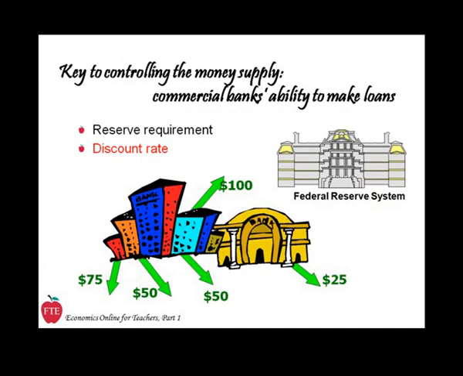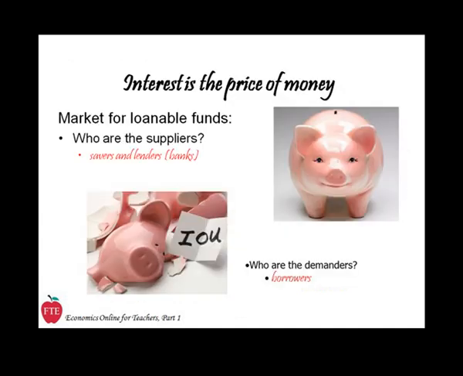The second tool the Fed uses to change the money supply is its power over interest rates. Think of an interest rate as the price of money, a price that's generated by a market for money. The suppliers in this market are the lenders, and indirectly, the savers who deposited their money in the lenders' banks. The demanders are the borrowers. And the interaction of that supply and demand creates a price called an interest rate.